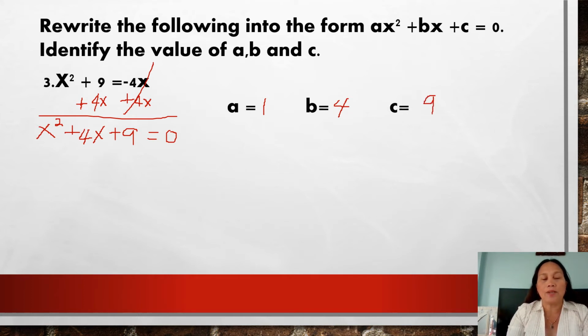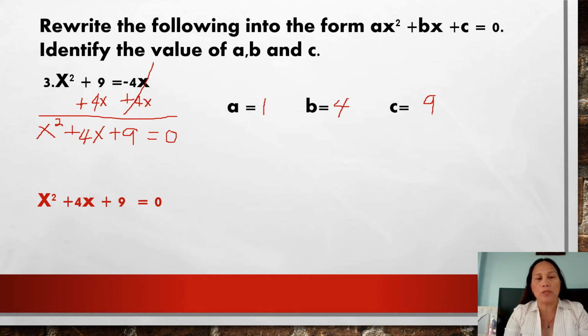Okay? So, the standard form equation of this kind is x squared plus 4x plus 9 is equal to 0. Next.